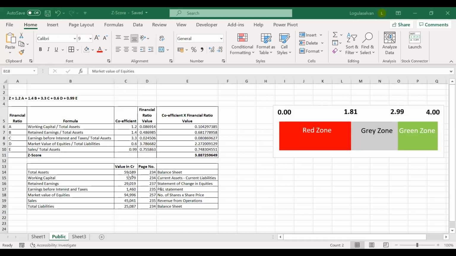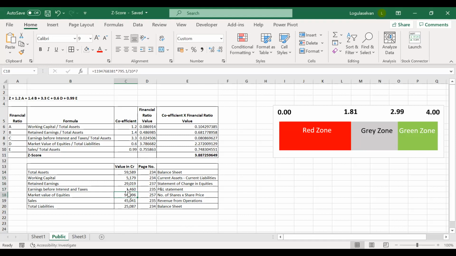See, we have already seen that total assets does not require any formula. Directly, whatever the value was in the annual report, I have captured that. Then working capital is nothing but the current assets minus the current liabilities, which I have mentioned. Retained earnings, directly you can take it. Next comes earnings before interest and taxes, which is whatever is available in the annual report. I have captured that.